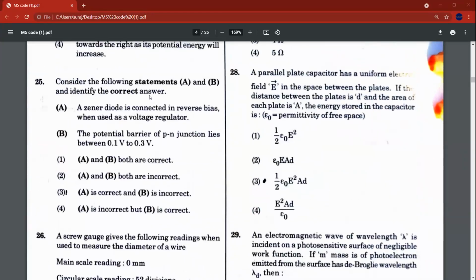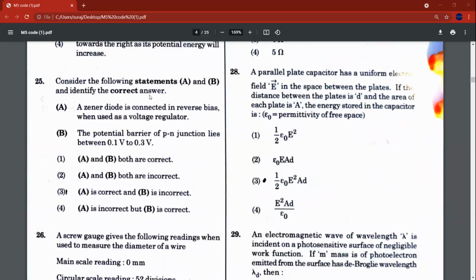28. Parallel plate capacitor has uniform electric field E in the space between the plates. If the distance between the plates is D and the area of each plate is A, find the energy stored in the capacitor. Very easy question. Energy is stored in between the capacitor, so it should be half epsilon naught E square into AD. Half CV square we could write, capacitance is epsilon naught A by D. Okay. Next, coming to question number 29.